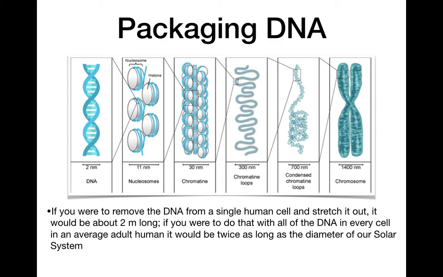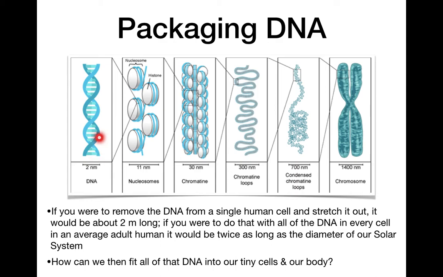Okay, 2 meters long. It would be incredibly thin, because we can't actually see it with the naked eye. If you took all the DNA of an average adult human, it would be twice as long as the diameter of our entire solar system. That's how much DNA we have in our bodies. So if that's how much DNA we have, how the heck can we fit all that DNA in all those cells inside of our body? Well, it is very carefully packaged.